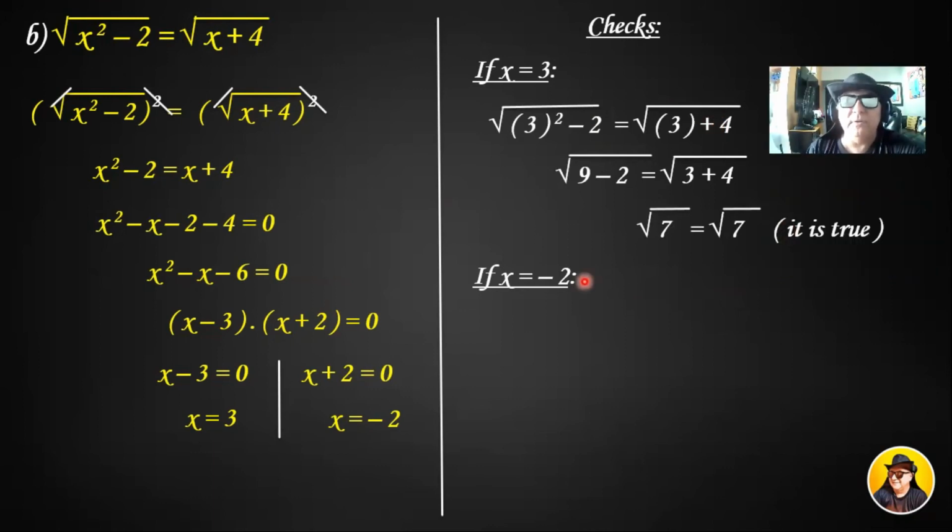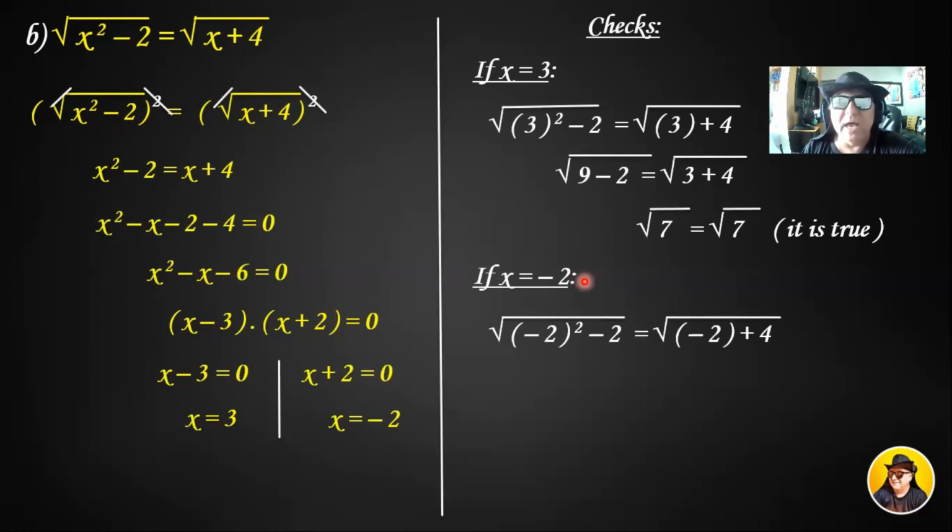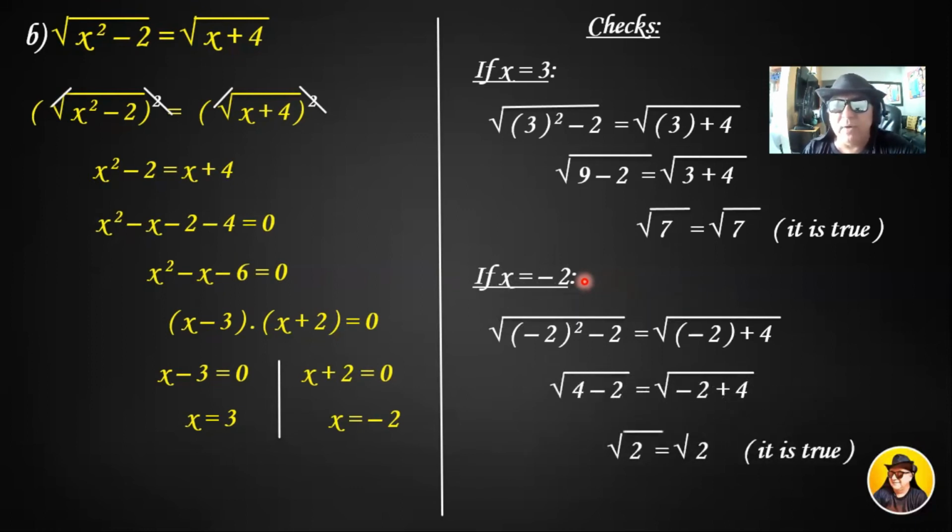And checking for -2. Let's see, so replacing -2 into the equation, we have that the square root of (-2)² - 2 is the square root of -2 + 4. Well, -2 squared is 4. 4 - 2 is 2. And -2 + 4 is 2. All right, so I have the square root of 2 is the same as the square root of 2. Okay, so it is also true. All right, so the solution set is really -2 and 3.